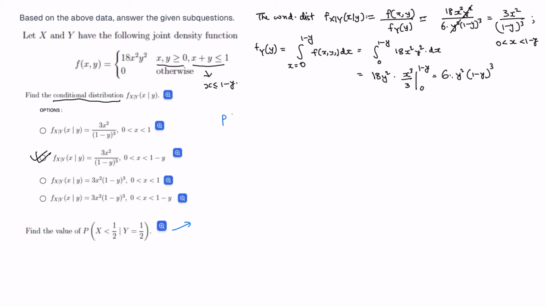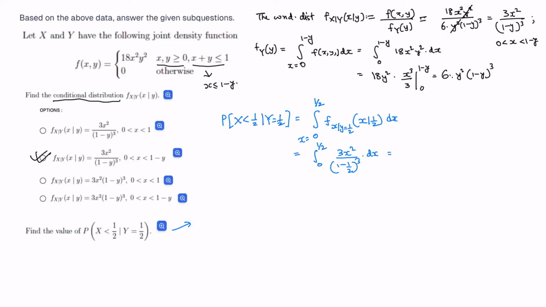Now in the second question, we have to find the probability x less than half given y is equal to half. So this is actually nothing but you have to integrate from 0 to half, where x is running from 0 to half, the probability distribution function of x given y, which we have already obtained. So inside we will have f of x given y, and for y we have the value half, times dx, right? Now let us integrate from 0 to half. Instead of the integrand, we will write 3x square by 1 minus y whole cube, which is 1 minus half whole cube, right?